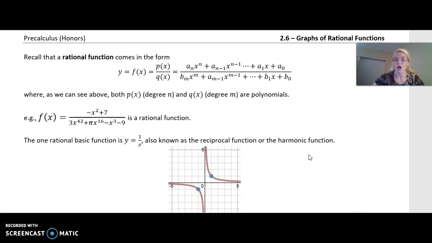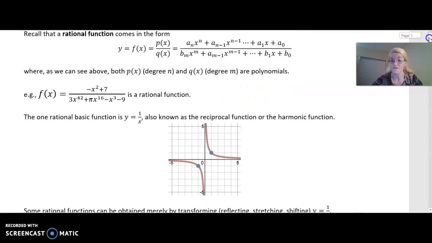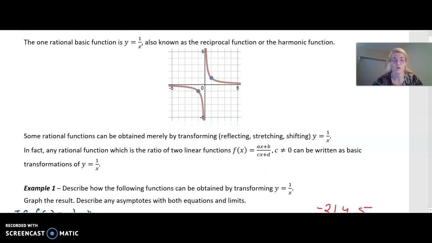So, a rational function. What we're talking about is graphs of rational functions. A rational function is a polynomial divided by a polynomial. And we've already studied one very famous rational function, the reciprocal function. This is one of our basic functions, right? With x equals 0 as the vertical asymptote, y equals 0 as the horizontal asymptote, and (1, 1), (-1, -1) were our two key points there.